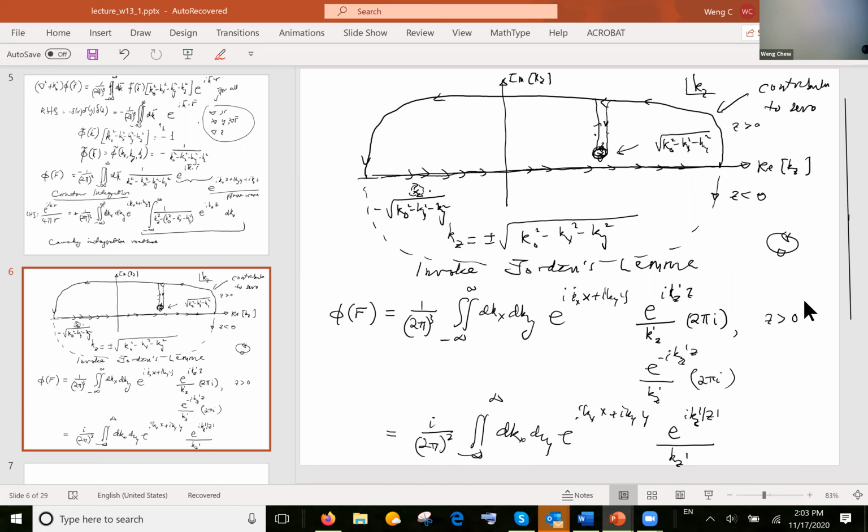Okay, so that triple integral becomes a double integral, where kz prime is the value of kz at the pole location. Because you have to perform this residue, and the value of kz has to be the value of the pole location, which is this value over here. So kz prime now is equal to square root of k0 squared minus kx squared minus ky squared. Okay. So is this clear? Are there any questions so far?